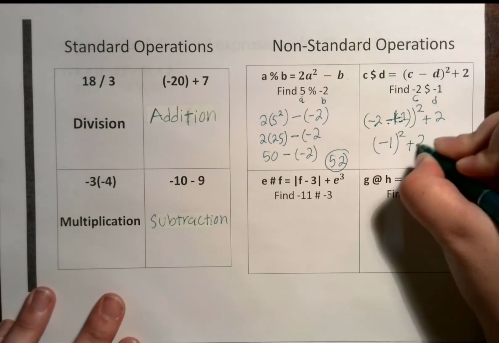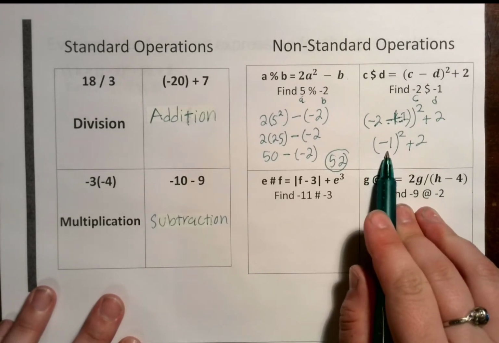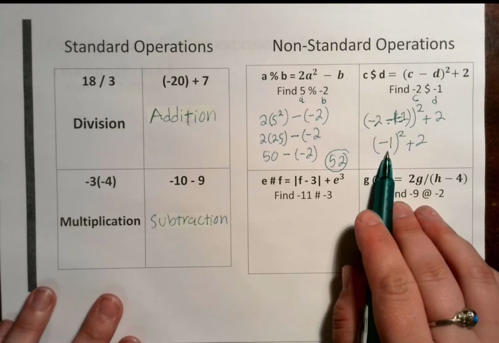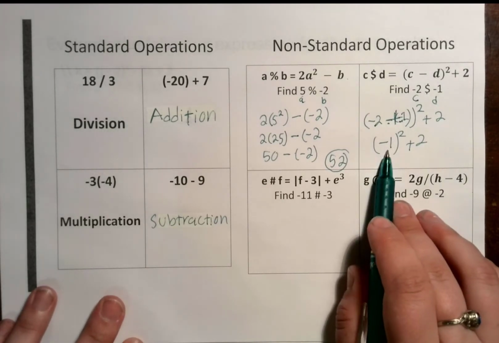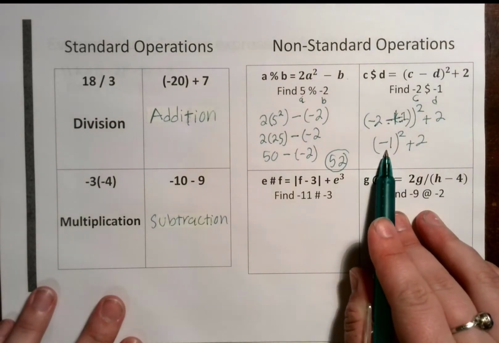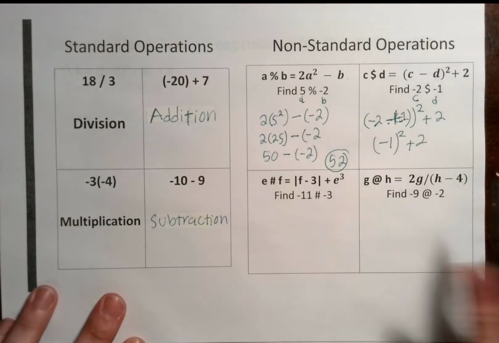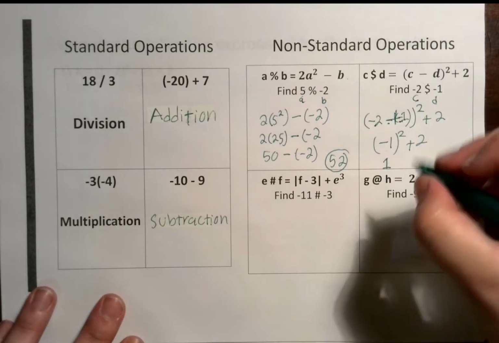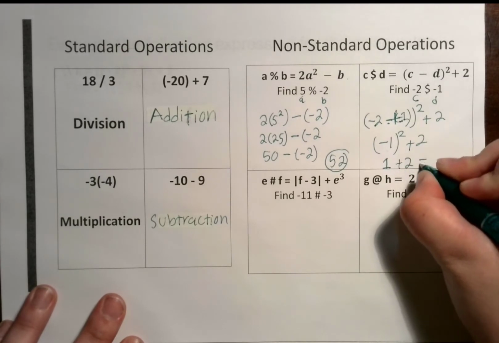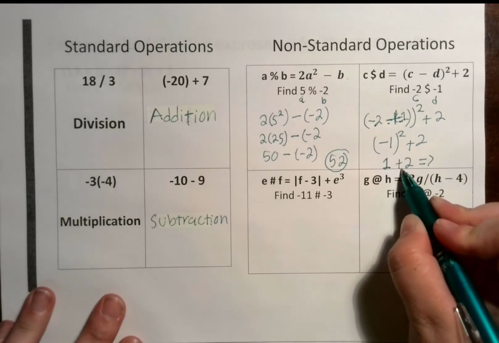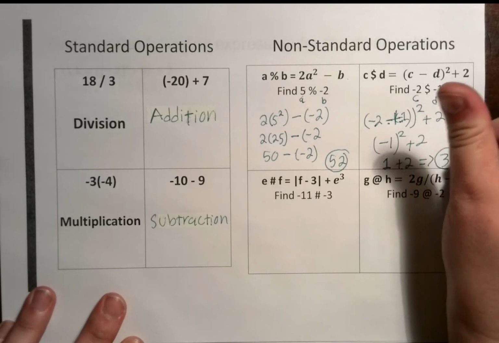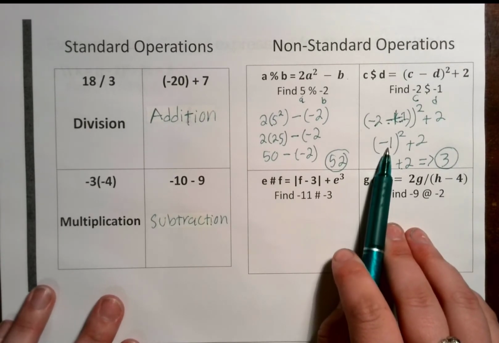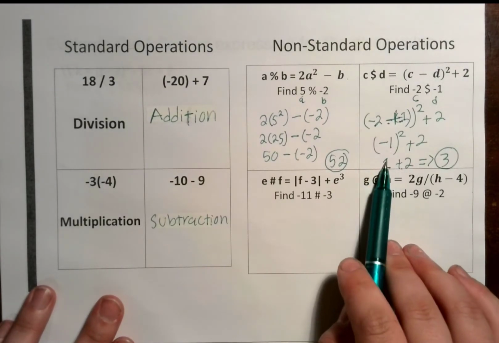Squared plus 2. Now remember, when I'm squaring, I'm taking the number and multiplying it by itself. So this is saying I'm taking negative 1 times a negative 1. Negative times a negative is a positive, and 1 times 1 is 1. 1 plus 2 is 3. Guys, key thing to remember, when you're squaring a negative number, it is always going to end up positive.